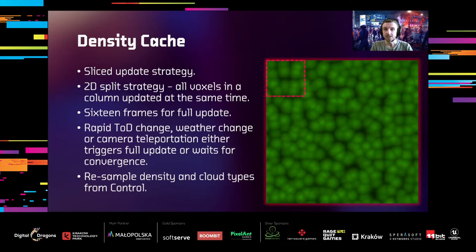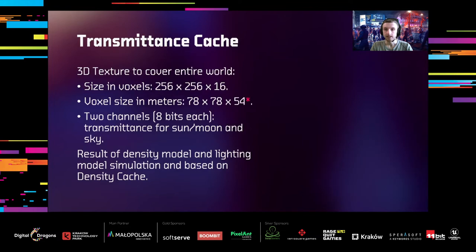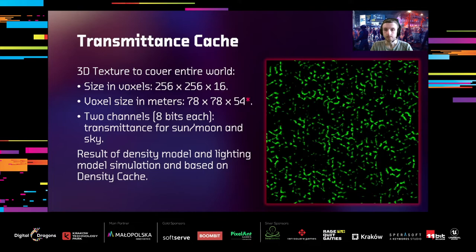The density cache simulation is updated in tiles. Each frame will simulate only 1 by 16 cache area, which means that we need 16 frames to fully update the cache. The transmittance cache stores relative transmittance values for the sun lighting and for the sky lighting, and ground lighting packed together with sun transmittance. This cache is used heavily by multi-scattering cache simulation paths and the main trace paths.